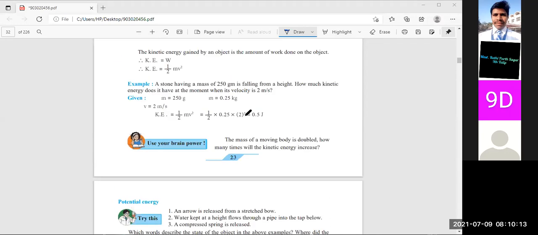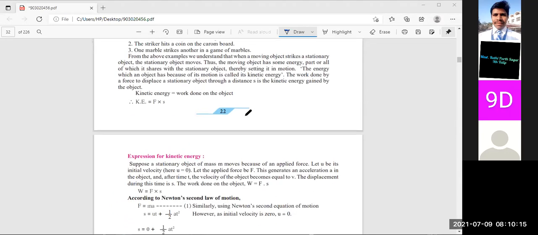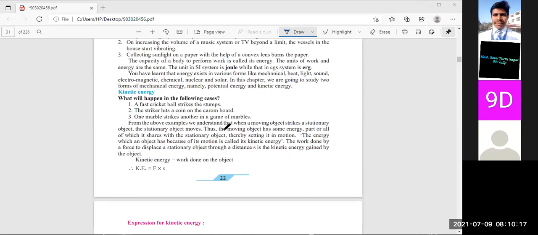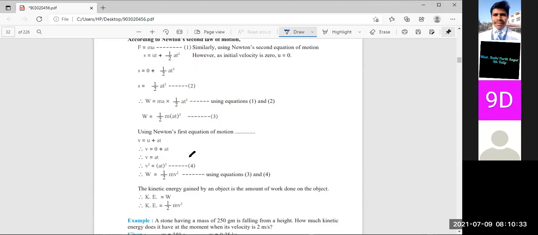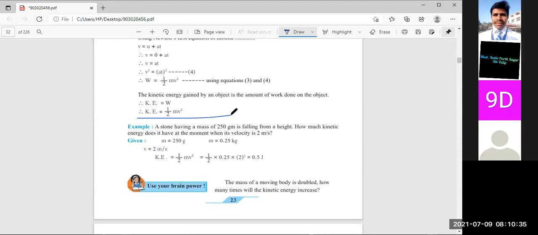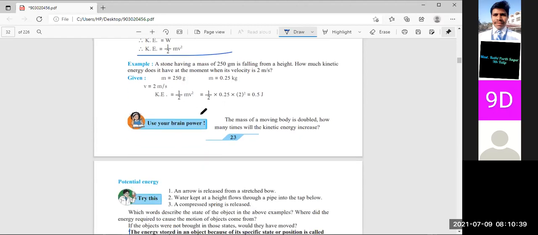Now about kinetic energy. What is the kinetic energy definition here? I already taught that day. Kinetic energy is the energy which an object has because of its motion. And the kinetic energy formula is half mv square. Got it, everyone? Yes or no?